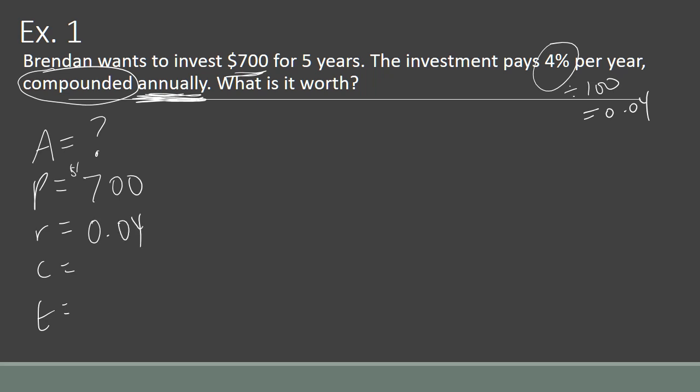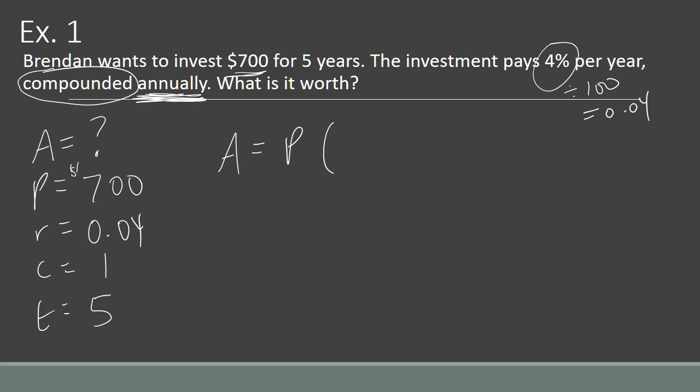C is the compounding period, which is that word that follows compound, annually. How many times does it compound per year? Once, because it says annually, once per year. T is time, and it tells you in the question, 5 years. Once you have all that written down, it's just plug and play into your formula.